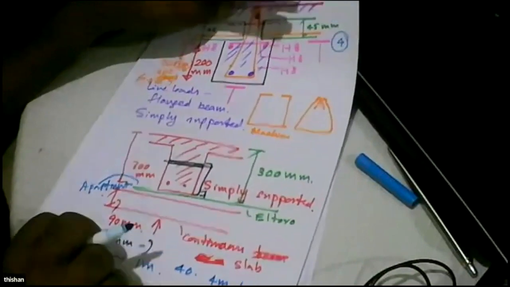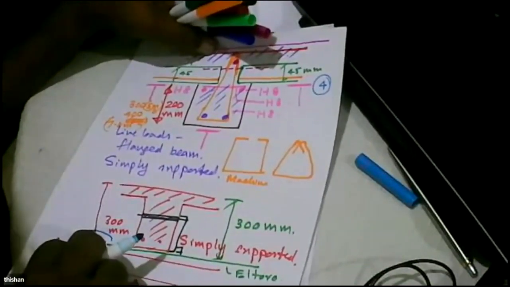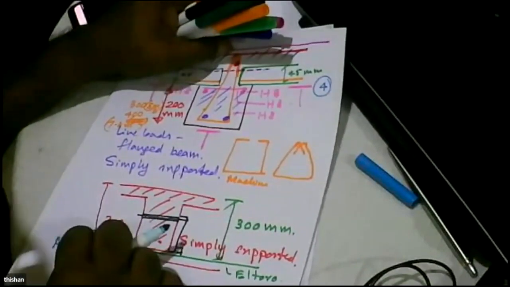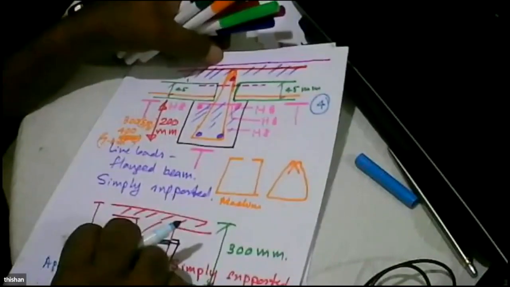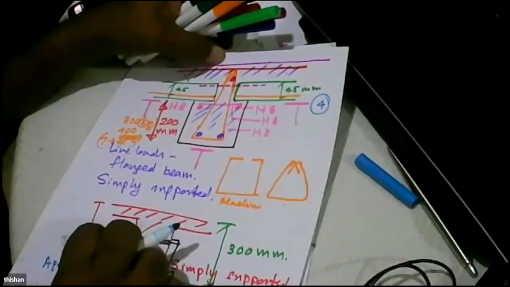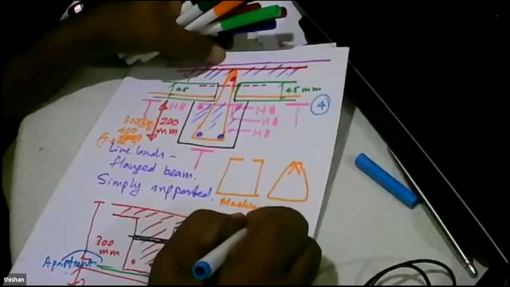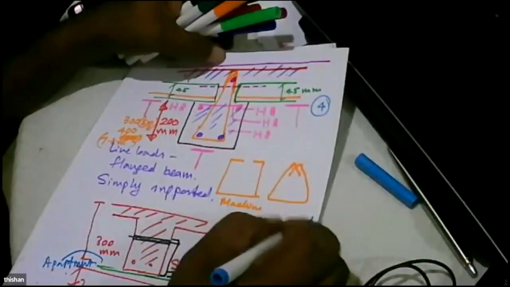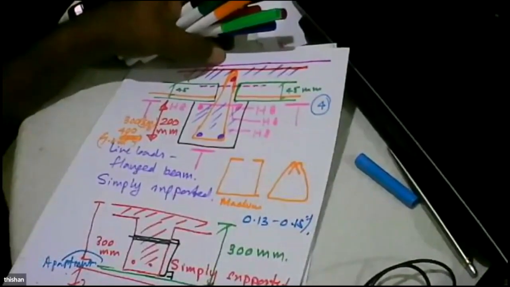Why? Because the beam is precast. It's free to shrink. The slabs are precast, so the slabs are also free to shrink. So you can minimize the minimum reinforcement because you really don't need minimum reinforcement. Why are we providing 0.13% to 0.15% minimum reinforcement? That is to prevent early thermal cracking and also to take account of shrinkage of concrete.